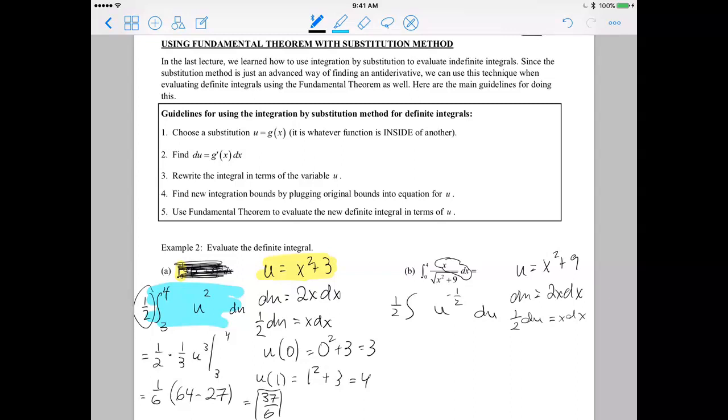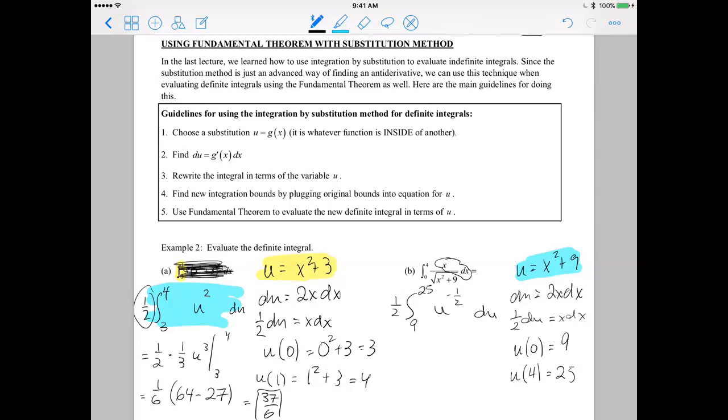Okay, the last thing I need to do is figure out my new bounds. So u of 0, which was my original bound, is going to be 0 squared plus 9, which is 9. So my new lower bound is 9. And then u of 4 is going to be my new upper bound. 4 squared is 16, plus 9 is 25. And if you're lost as to where I'm plugging that into, I'm plugging that back in right back up here to get my new bounds. Okay, so 25 will be my new upper bound.